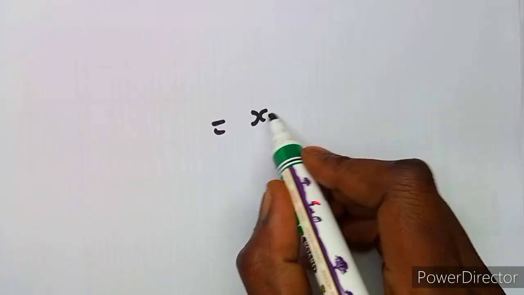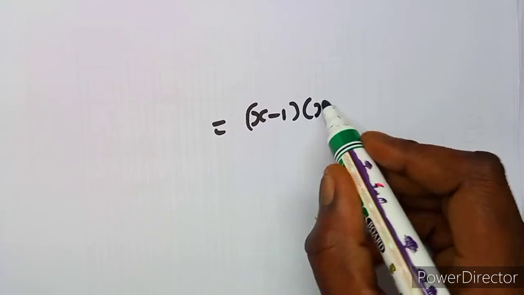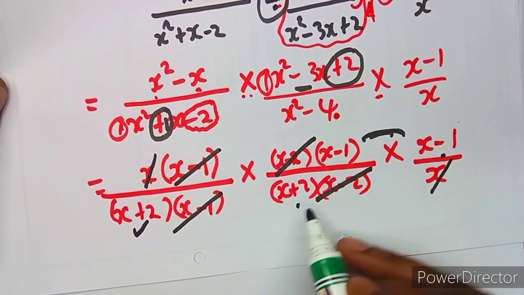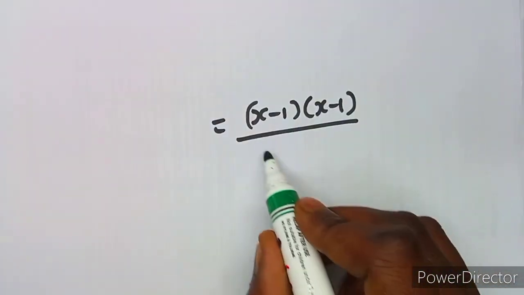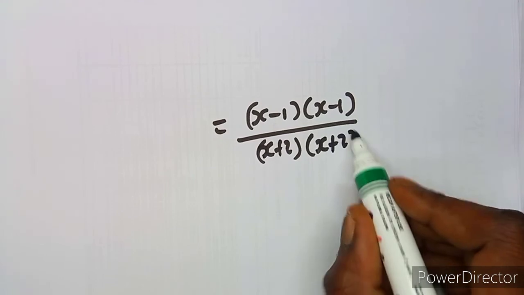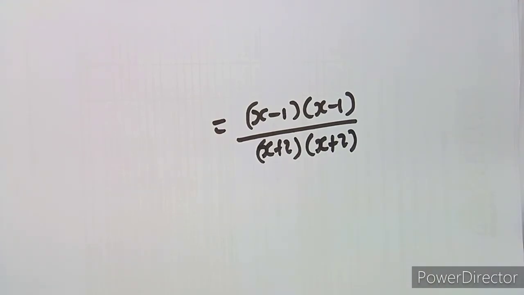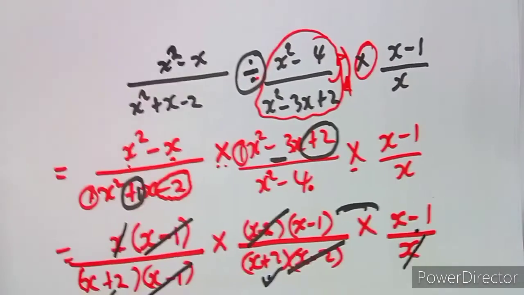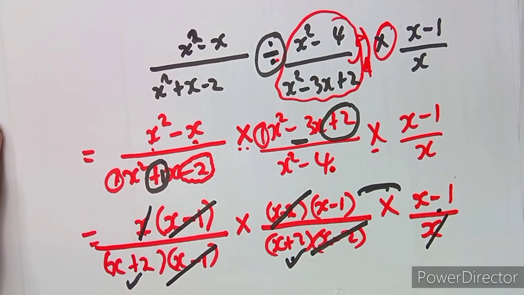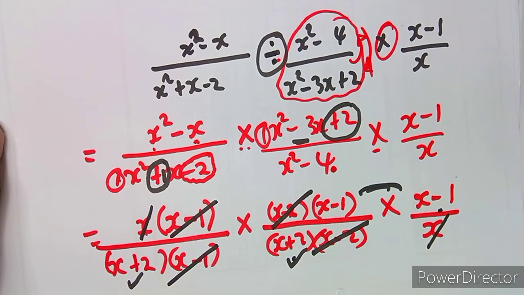That's going to be x minus 1 into x minus 1 over, and this is going to be x plus 2 and x plus 2, just like that. So as you can see, guys, that's what we can only do there. There's nothing more that we can have.